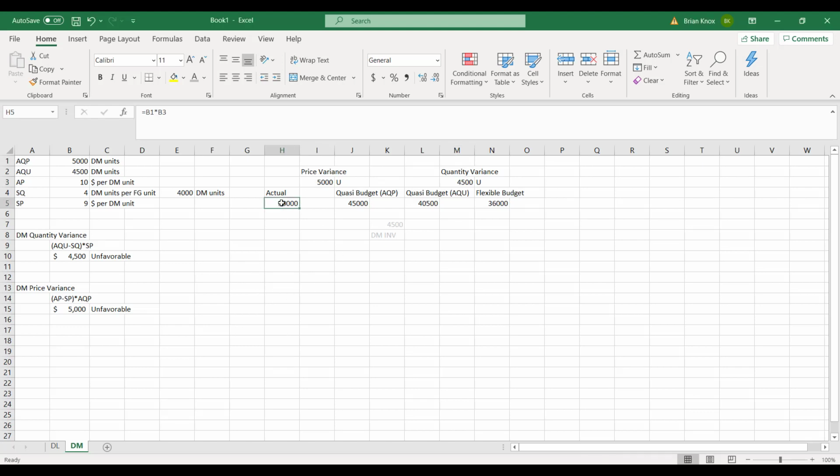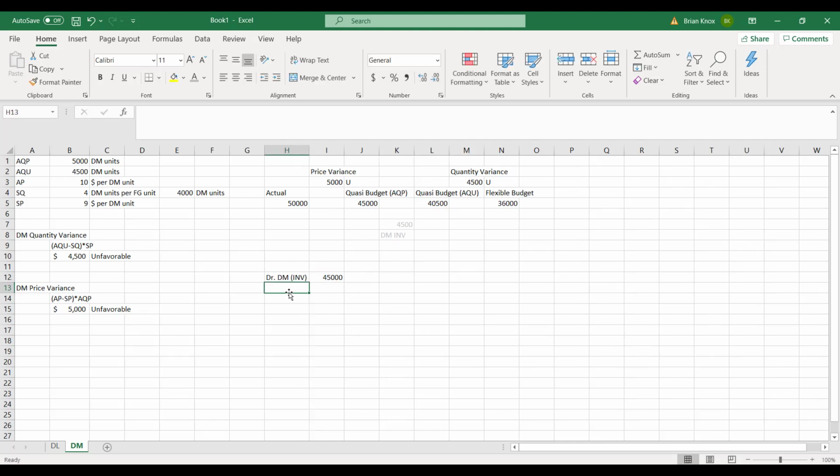We get to use all the boxes that we made. These 3 are our lines in the journal entry when we purchased the DM units, and these 3 are the lines in the journal entry when we use those units in production. So we have a debit to direct materials when we purchase, and we have an unfavorable variance, so we're going to be debiting the DM price variance account by this amount right here.